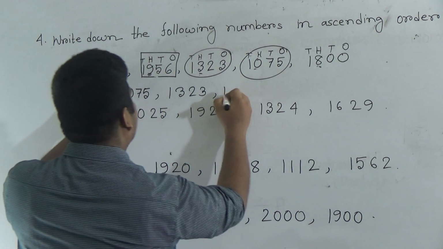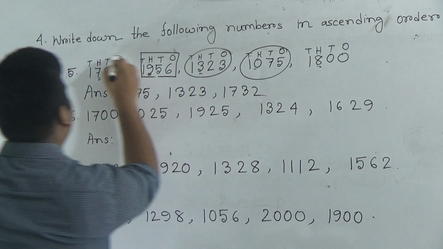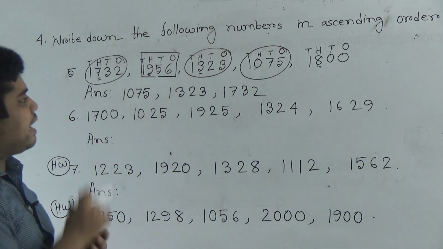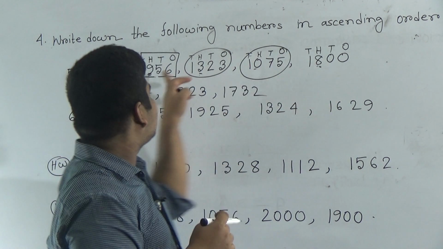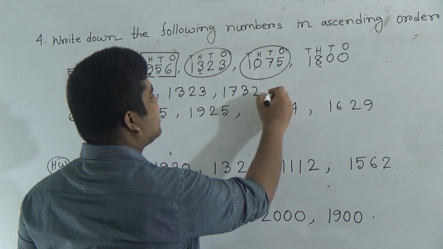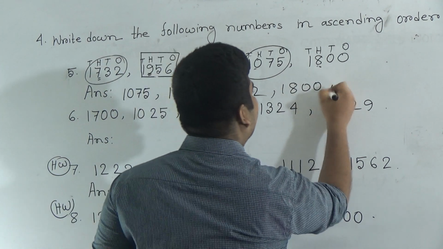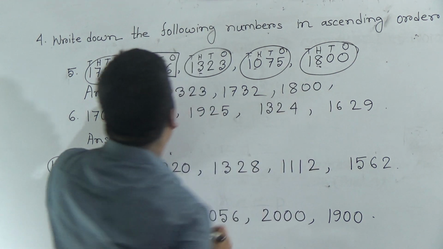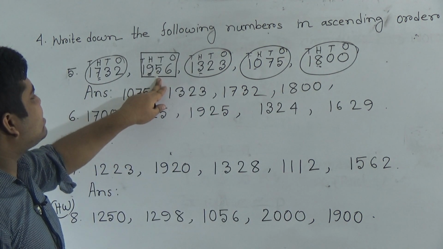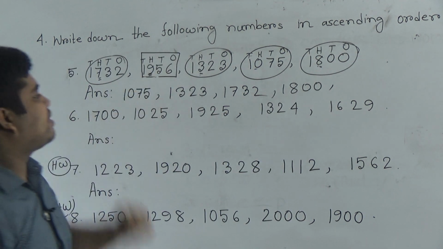Now we write 1732. Okay, this is also done. And left this one, and this is the largest number. So we can easily write 1800, and the largest number here I box it, which is 1956.